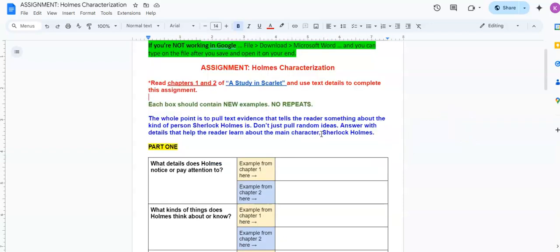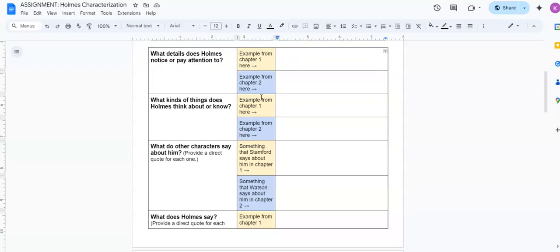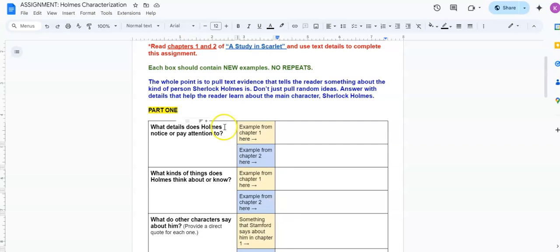Then you're going to complete part one. You're going to have to gather evidence from the text that tells the reader something about the kind of person Sherlock Holmes is. So please do not pull random ideas. You need to answer with details that help the reader learn about the main character, Sherlock Holmes. A big thing here, each box should contain no new examples, no repeats. So in other words, you can't say what details does Holmes notice in chapter 1. You can't use the same quote for this versus this. It needs to be two different pieces of evidence.